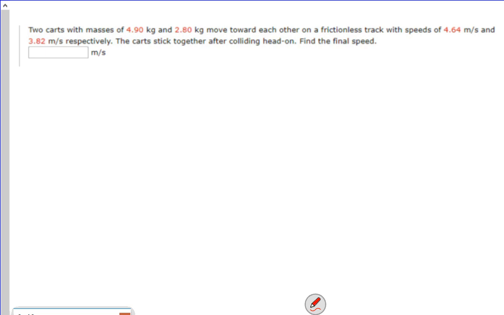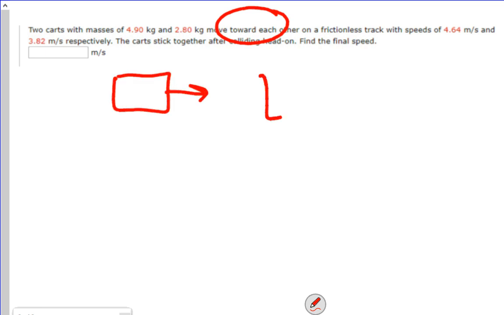Okay, two carts with masses, and they are both moving, but this is the key, toward each other. I often find it really helpful to draw a picture, even if it's a rudimentary picture. It gives me some idea. Oh my goodness, check it out. We have to have a negative velocity on this one, and this one has to be a positive velocity because they're traveling in opposite directions. That's the most common mistake everybody makes.